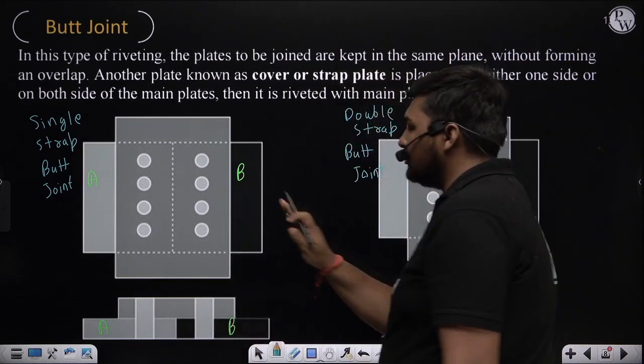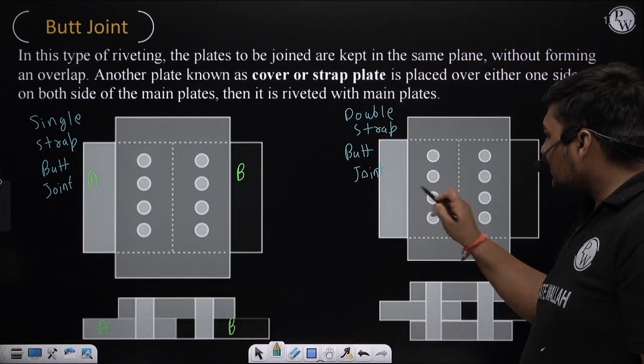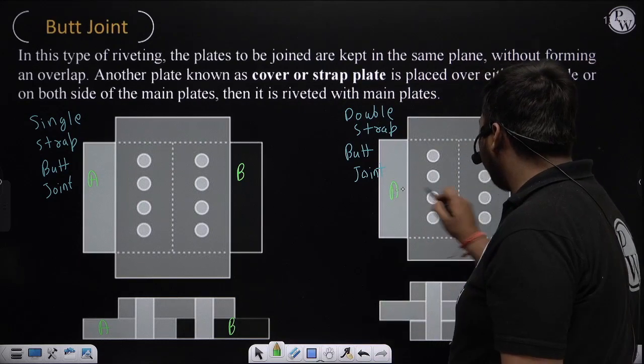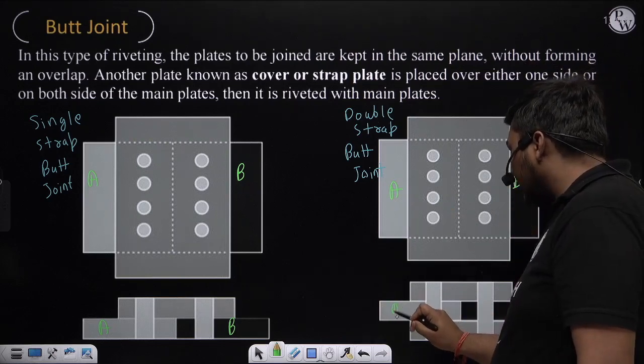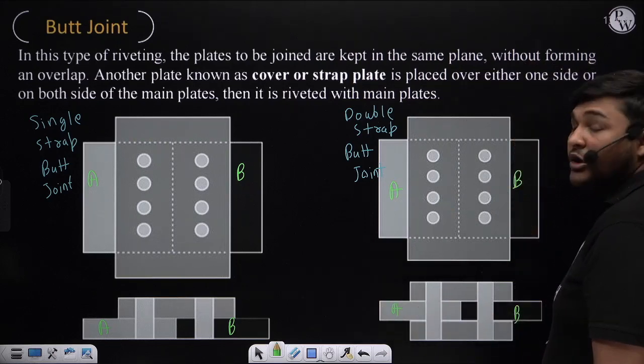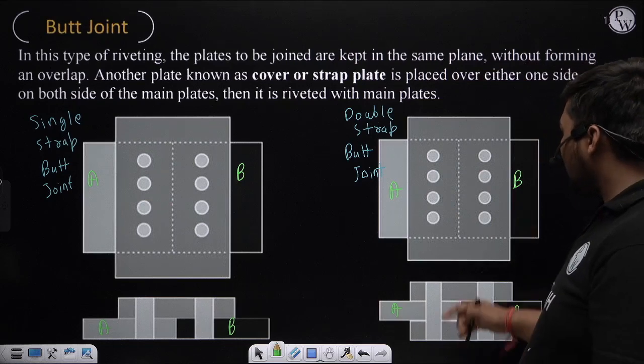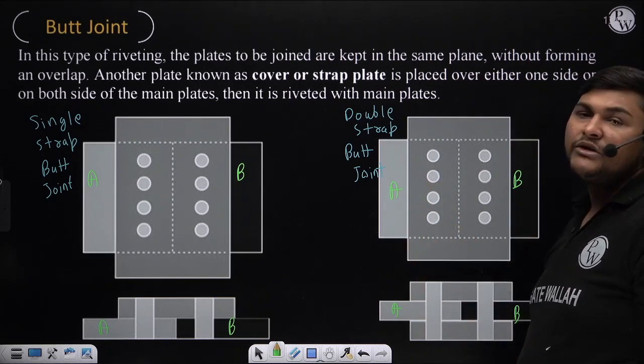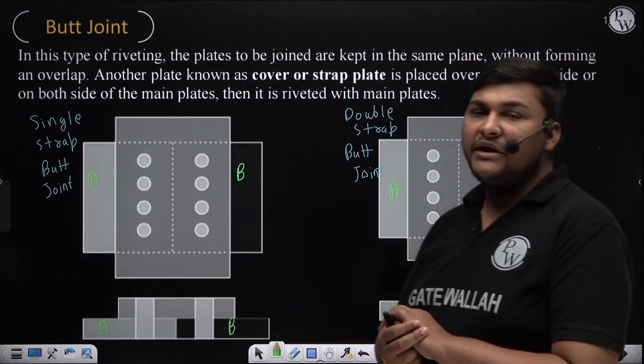Double strip butt joint. So see, this is single strip butt joint. This is double. Here we want to connect ultimately plate A and plate B, and they are kept in the same plane, meaning we want to make a butt riveted joint. For that we are using two strip plates. We are taking the help of two strip plates. That's why this joint is known as a double strip butt riveted joint.